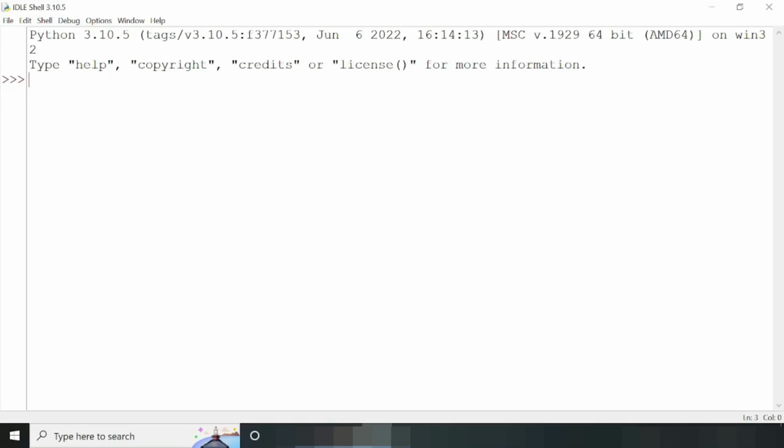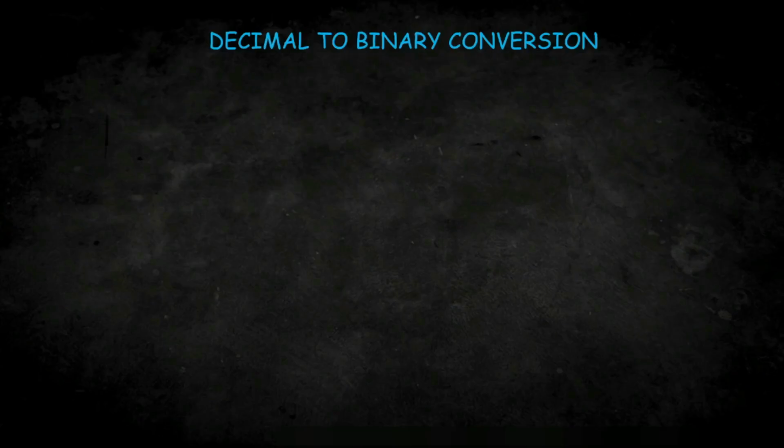So first of all, we will learn some concepts of the binary number system. But note that I am not going to discuss all the concepts of the binary number system. Rather, we will learn some of the topics which are required to understand bitwise operators. So our first point is conversion of a decimal number into the binary number system.